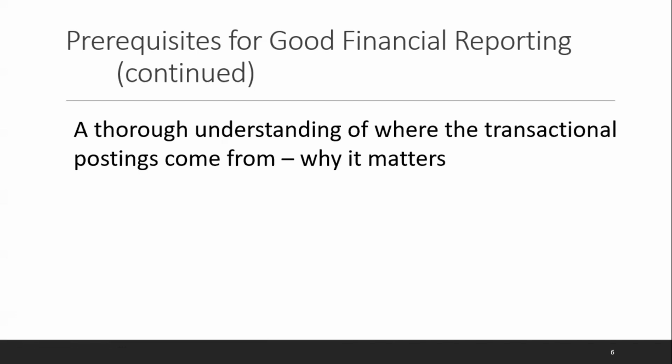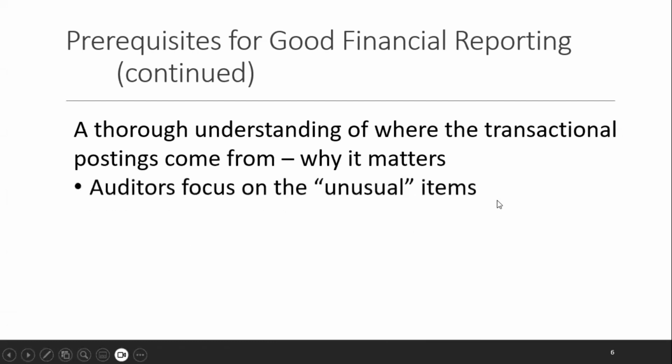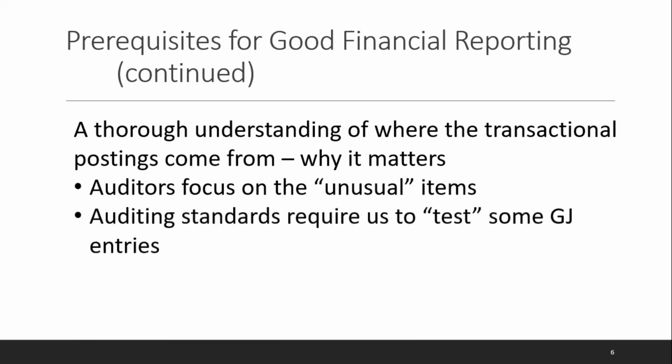And also auditing standards require the auditor to actually test some general journal entries specifically. So, as Ken mentioned, if he's got the AP balance that doesn't agree to the subledger, and it's because there are those general journal entries, as auditors we are required to actually test some of those general journal entries. So it's helpful if you understand what those are, and helpful if you can give us a report of those so that we know what the population is.